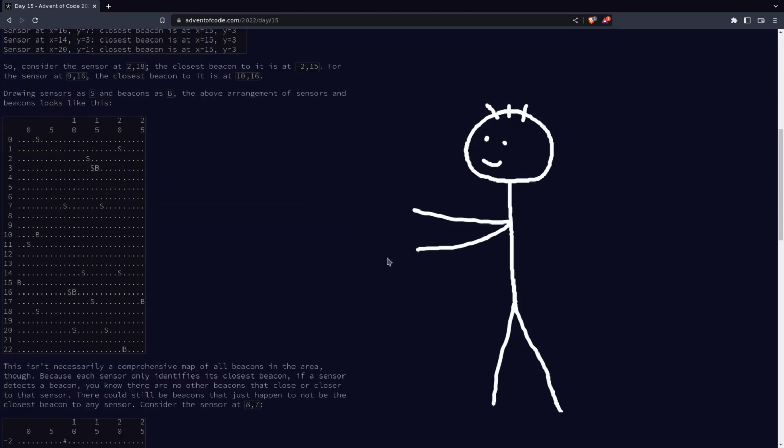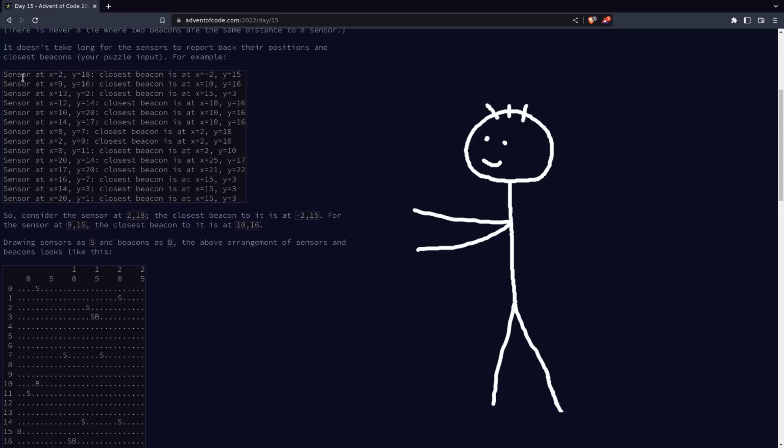So if we have a look at the map, we'll have these sensors marked with S, and I guess that each beacon can be connected to multiple sensors at a time. So basically in the input, each sensor will connect to a beacon, but the beacon can repeat itself.